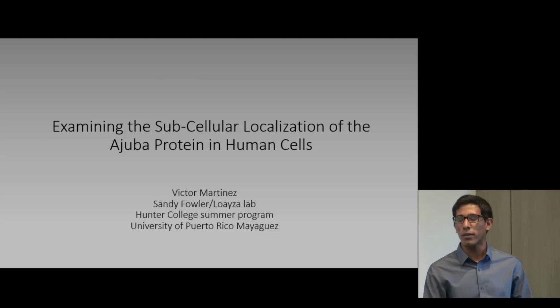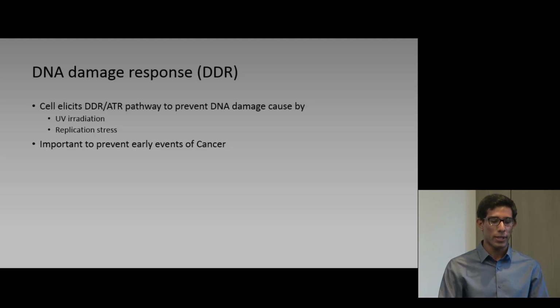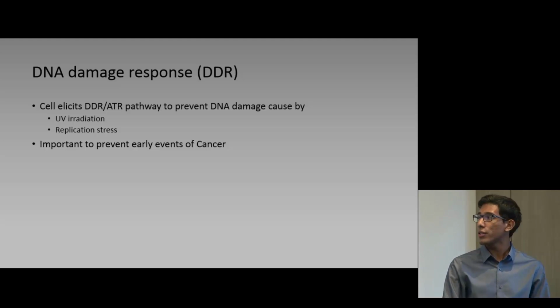Now, my work revolves around a cellular process known as DNA damage response. There are many pathways for DNA damage response, and I will be focusing on one called the ATR pathway, which is activated by single-stranded DNA. The cell elicits DNA damage response in order to prevent damage caused by these two examples, UV radiation and replication stress. DNA damage response is important to prevent early events of cancer.